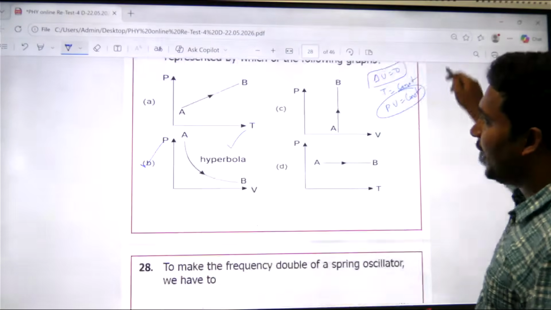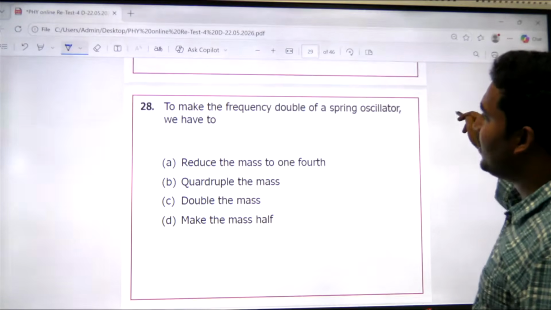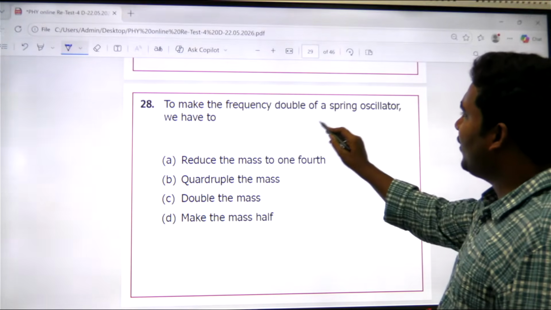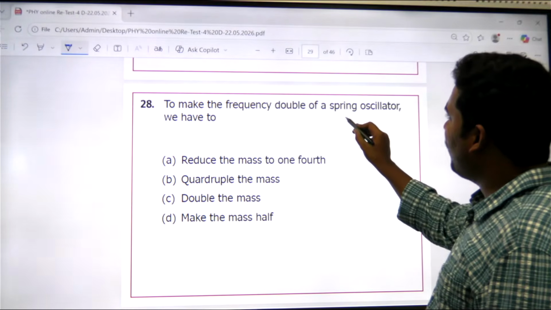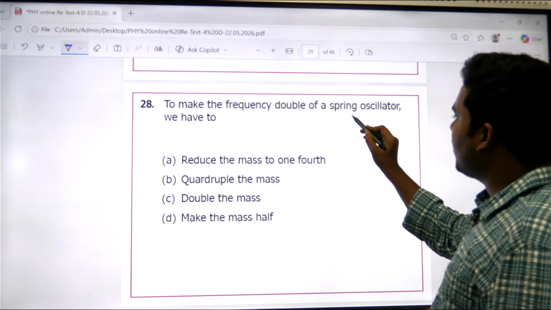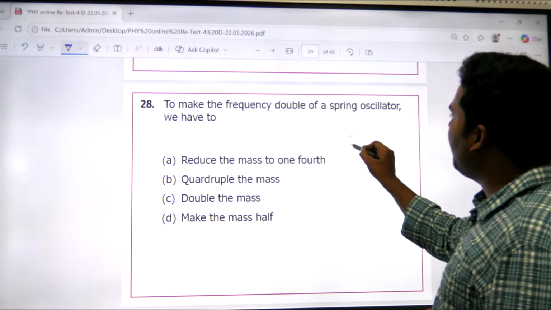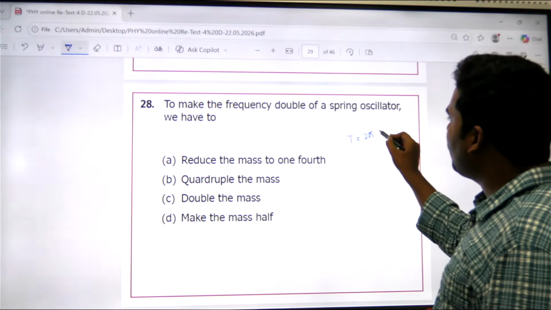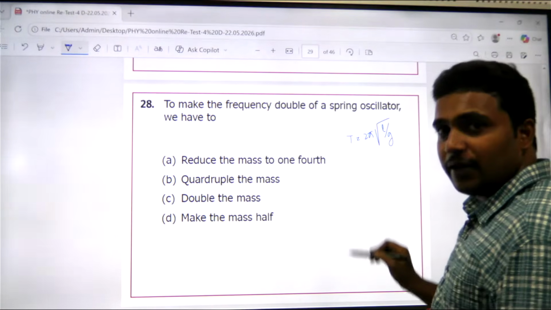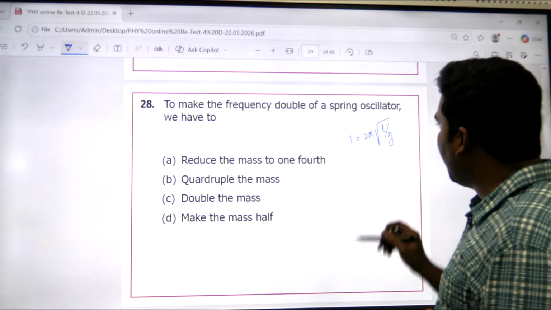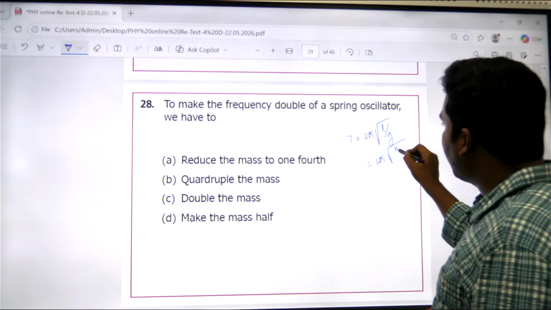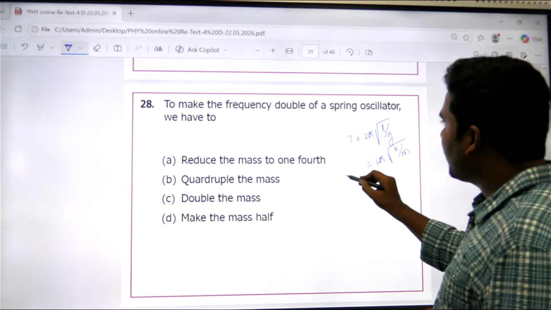Going for question number 28, to make the frequency double of the spring oscillator, what are we supposed to do? What is the time period? Time period is 2π under root of L by g. Right? If you want to write it in terms of k, can I simply write it as 2π under root of m by k?